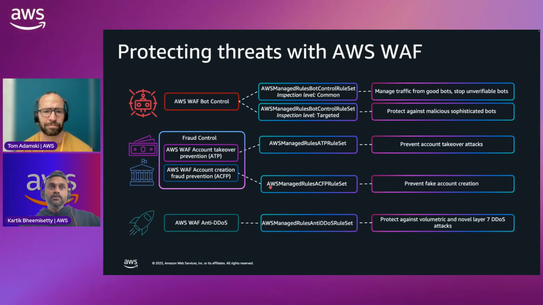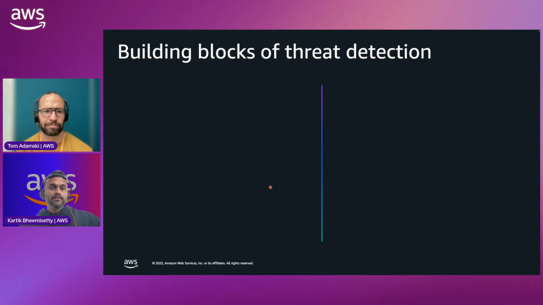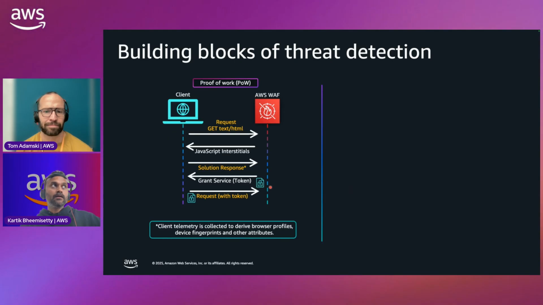Now, anti-DDoS protects against volumetric and layer 7 DDoS attacks. We'll go deeper into this as well. Now, what are the building blocks? This is a question one of our audience has: how does this threat detection work? We did not talk about the action types, CAPTCHA and challenge. Both CAPTCHA and challenge action types require an AWS WAF token for them to work.